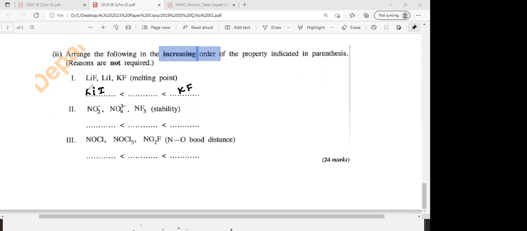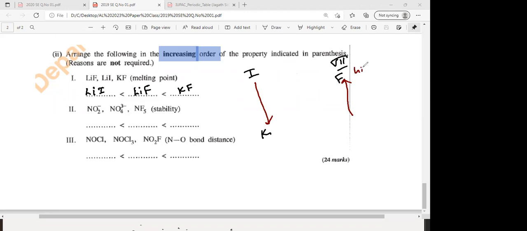Lithium iodide. Here KF, and LiF somewhere in the middle between these two. How to explain this? Group 1 bottom, potassium, and group 7 top, fluorine: that gives the highest electronegativity difference. Here the electronegativity decreases, here electronegativity increases.